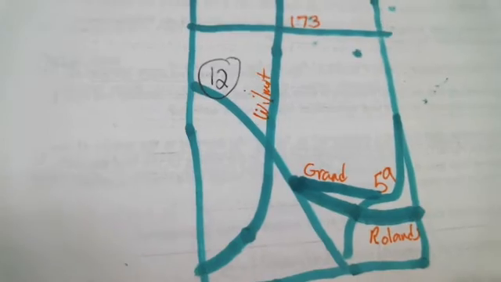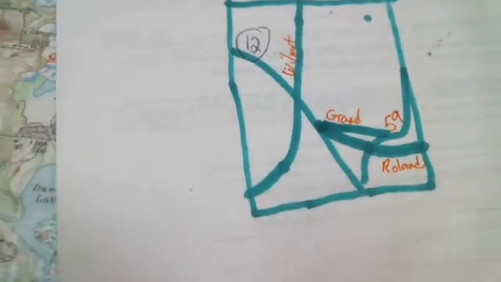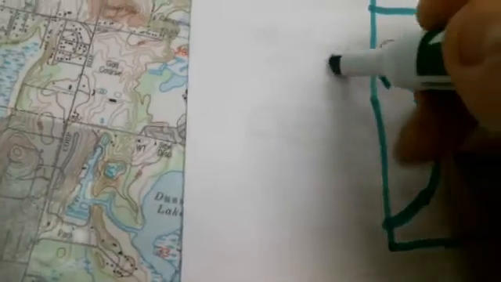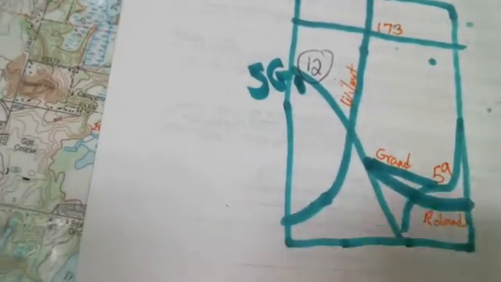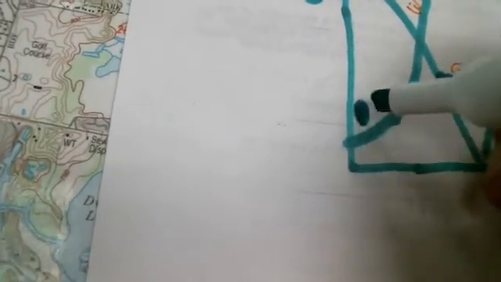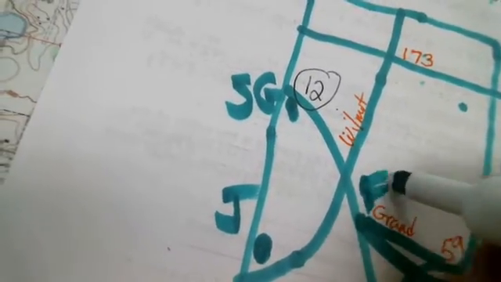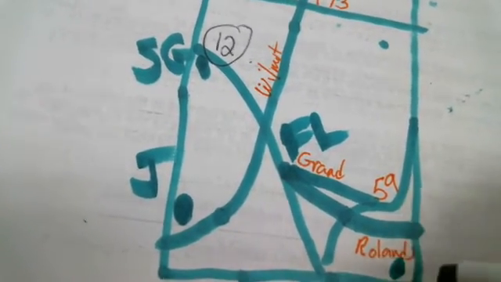So there we have 5 major roads. Next, we need to label Spring Grove. That is over here. I'll just label that SG. Down here is Johnsburg. This was Fox Lake. And then Ingleside is down there.